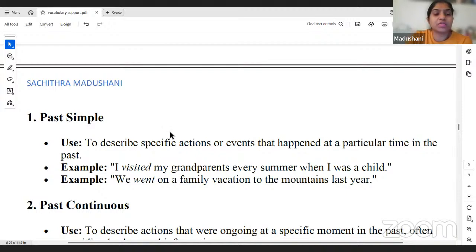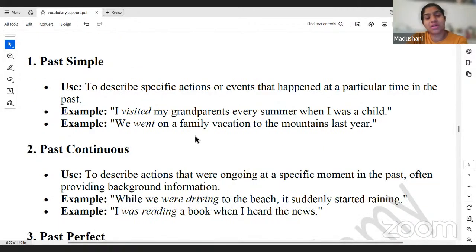Yeah. So describe specific actions or events that happened at a particular time. So we have to use past simple, and also sometimes we have to use past continuous to talk about memories.